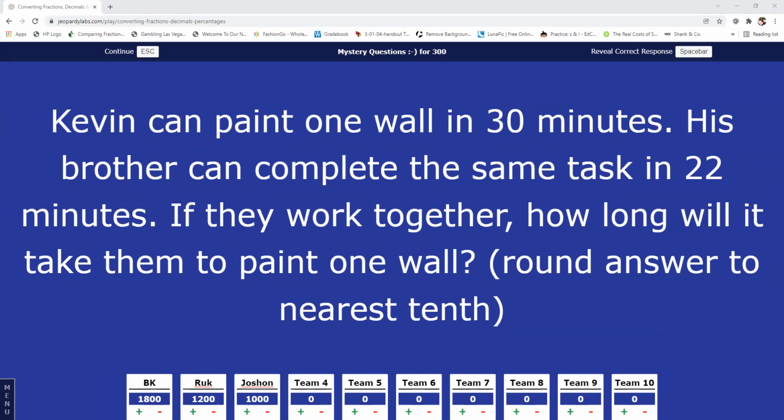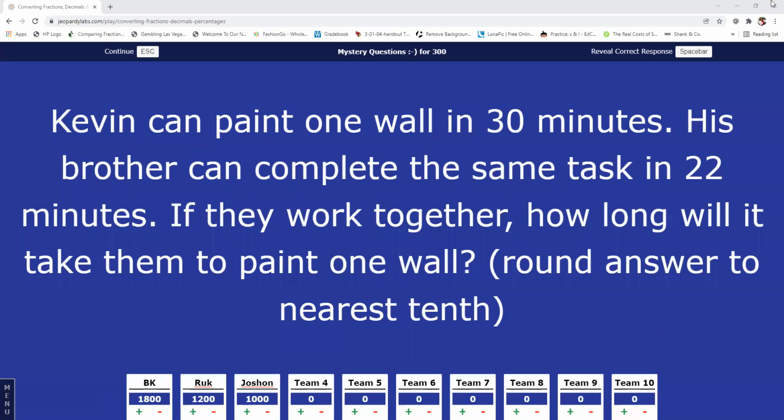I see you guys are having a tough time with this one, so let's go ahead and see. It says Kevin can paint one wall in 30 minutes. His brother can complete the same task in 22 minutes. If they work together, how long will it take them to paint one wall? Round the answer to the nearest tenth.